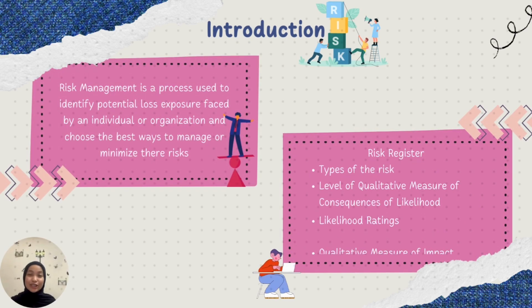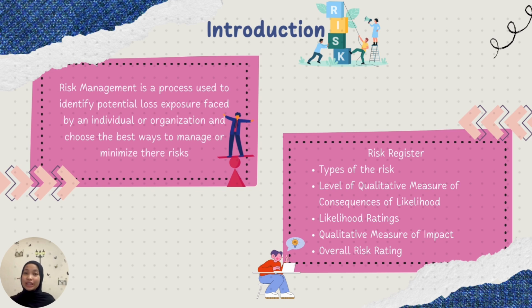Risk management is a process used to identify potential loss exposures faced by an individual or organization and choose the best ways to manage or minimize this risk. There are 4 main steps in the risk management process. In this case, we will be using the provided risk register to complete the risk management process.